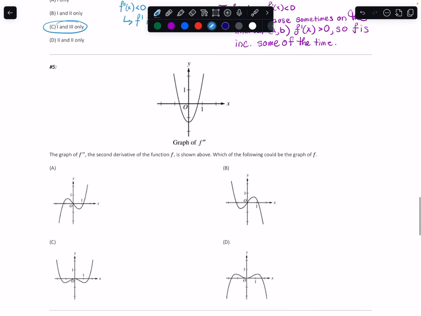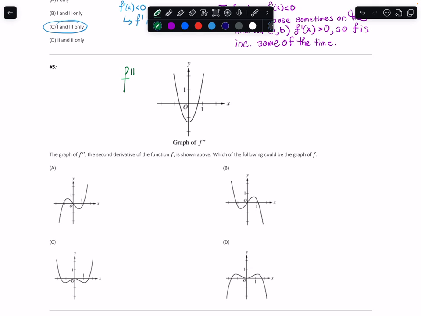Going back to a different multiple choice, we keep switching up between having the graph of f, having the graph of f prime, having the graph of f double prime. So in number 5, the graph of f double prime, the second derivative of f, is shown above. Again, you have to have that moment where you're like, I am looking at f double prime. It's not f prime, it's not f. Because that really changes the way you interpret what you're looking at.